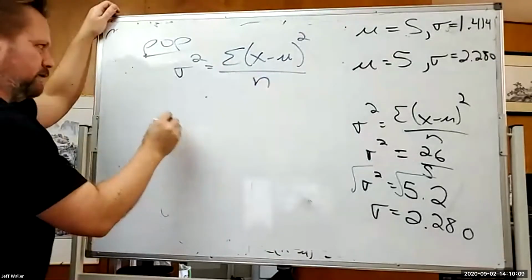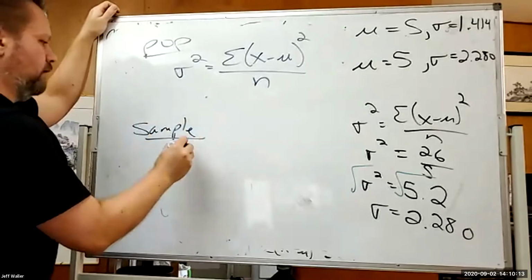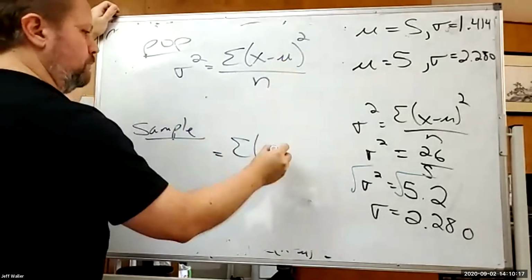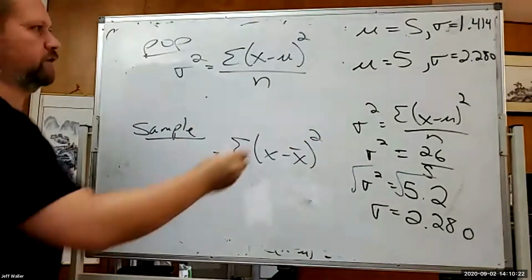And so for a standard deviation of a sample, one obvious thing is this becomes X bar. That's not anything amazing. Of course it does.